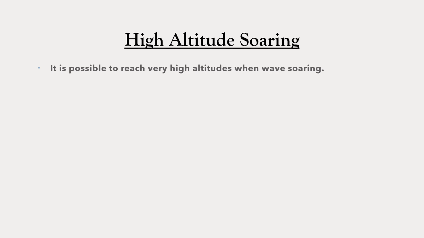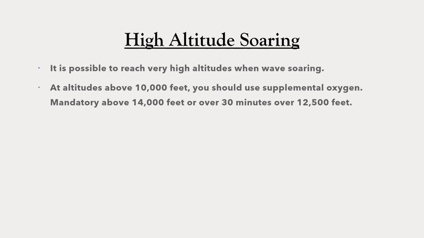So one characteristic of wave soaring: these wave systems tend to be large systems that span a lot of distance and a lot of altitude, and it's possible to reach some very high altitudes in wave, altitudes that are really unreachable in any other type of soaring. So there are some special things we need to think about when we are soaring at very high altitudes. One of those is supplemental oxygen.